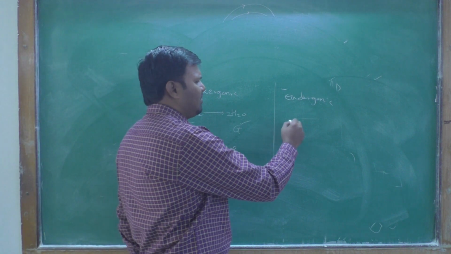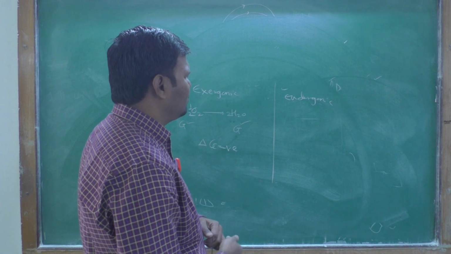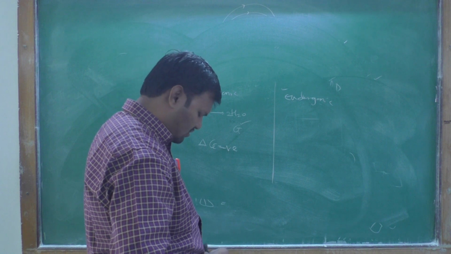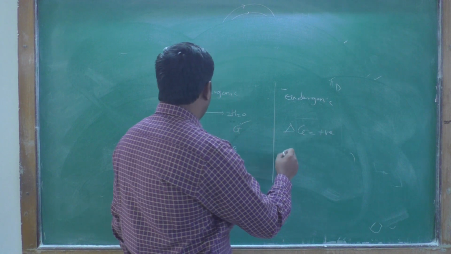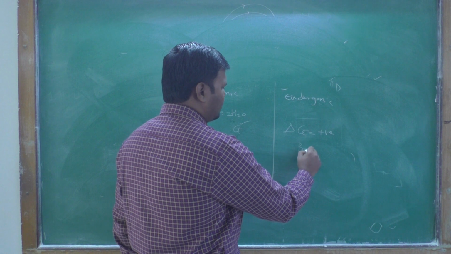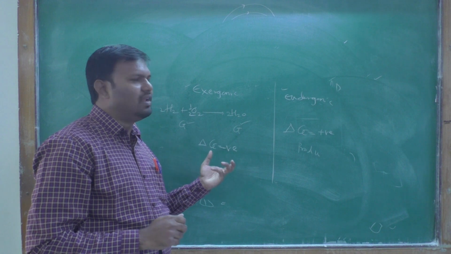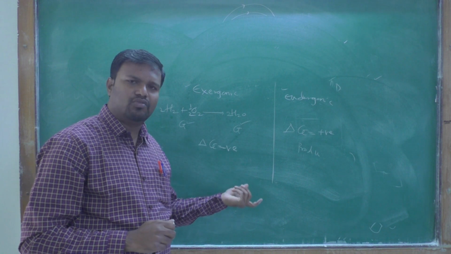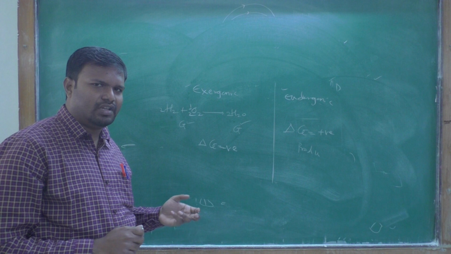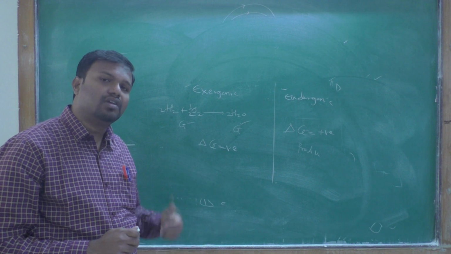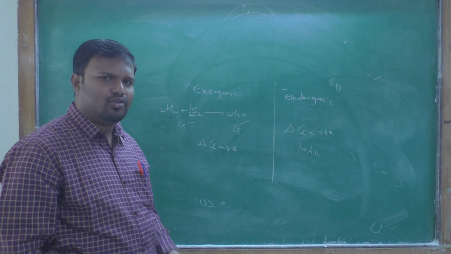The endergonic process is opposite to that. In this process delta G is positive, and the product is thermodynamically less stable than the reactant. In this way you can discriminate between the exergonic process and the endergonic process. In this lecture we explained whether a reaction is spontaneous, and which reaction is considered exergonic and which endergonic. Thank you very much.